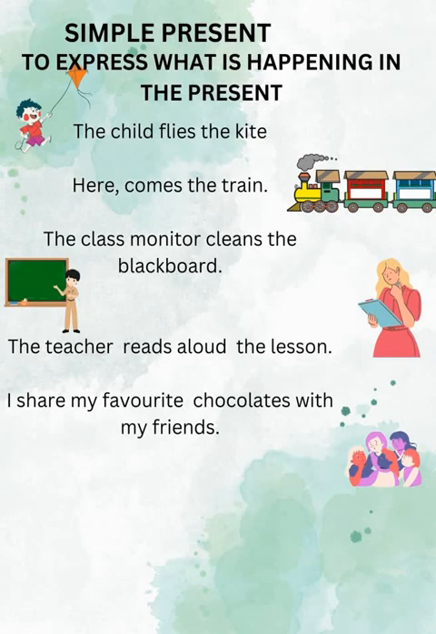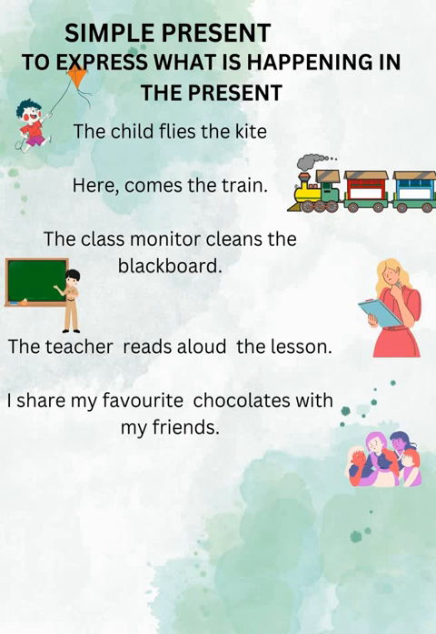Simple present tense can be further used to express what is happening in the present. Now, for example, when you say the child flies a kite, you see the child doing one action. What is it? It is flying the kite. So you happen to see the child doing it when you're saying this. You're waiting for the train to arrive at the railway station, and you see the train coming near you, right? So what do you say then? Here comes the train.